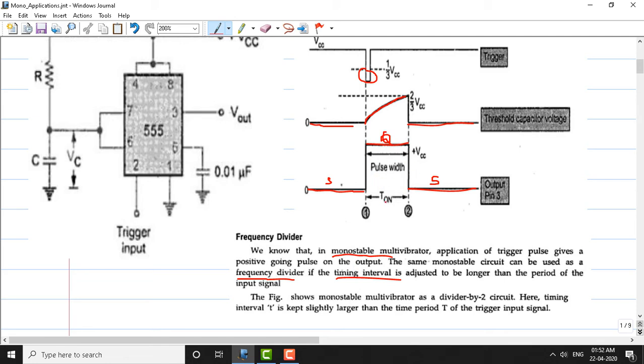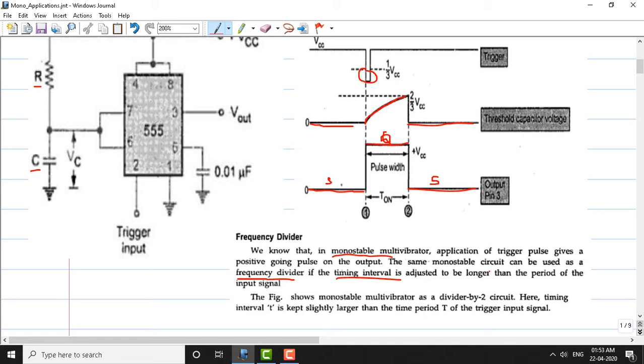If you adjust this t on, in this case if you make it longer, this t on is decided by this particular resistance and the capacitance here. So this can be varied. Increase in resistor or capacitor value increases the t on. If we make this pulse width larger than the period of this trigger pulse, the output of monostable multivibrator will become a frequency divider. We'll see how it works.